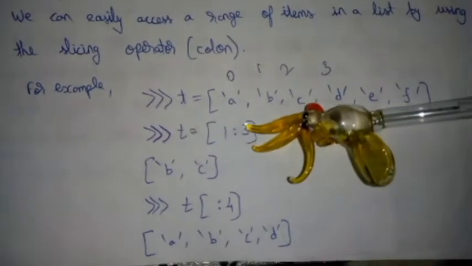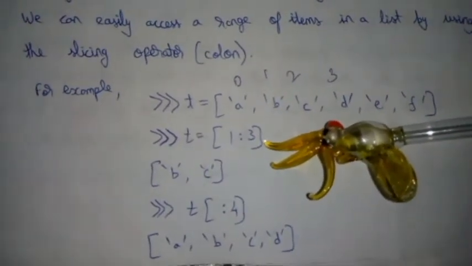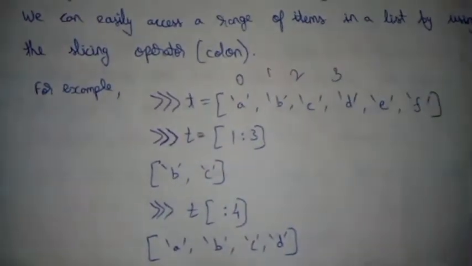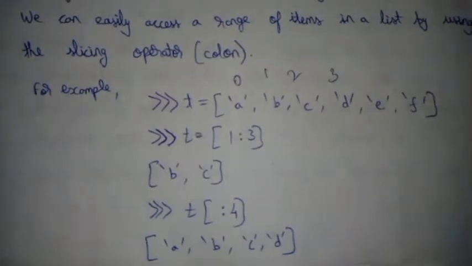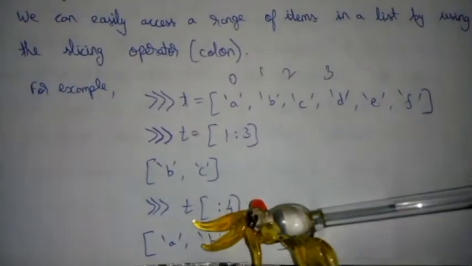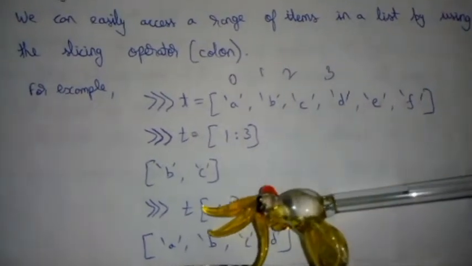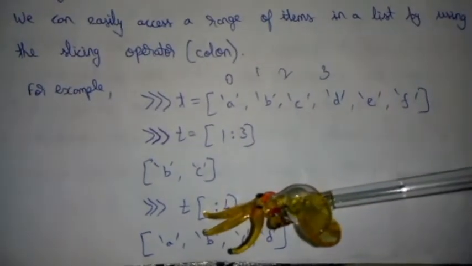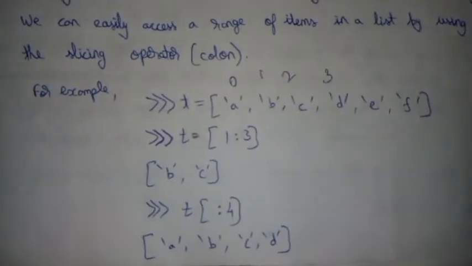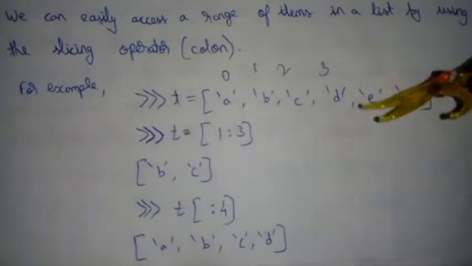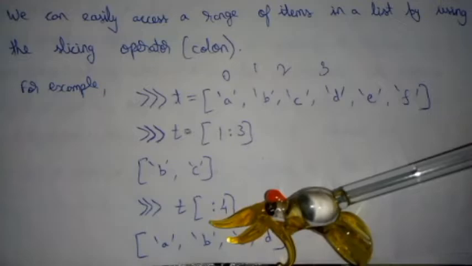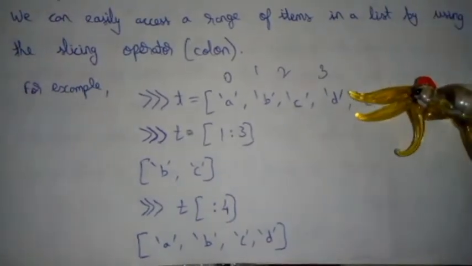Remember, the stop index value will not be shown in the output. It should not be referred to and it will not be shown in the output. So what is this? t equal to colon 4 tells me to start from the beginning of the list. This empty space will denote start from the beginning of the list, and it has to end at 4. So a, b, c, d will be displayed. So this is the slicing operation in list.